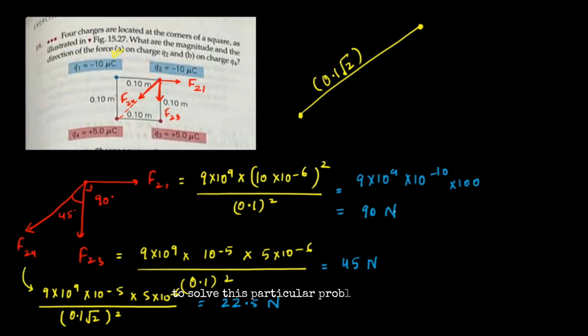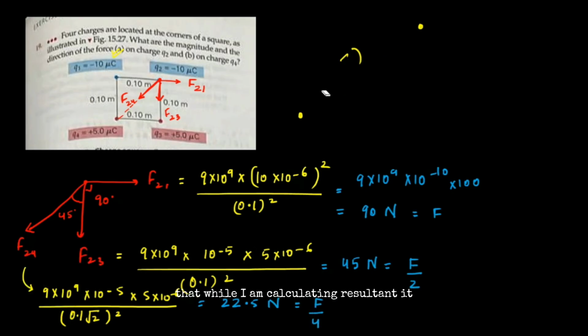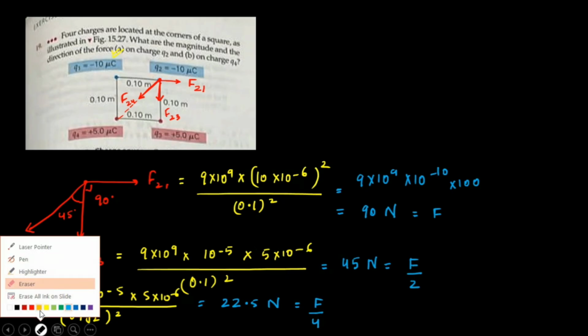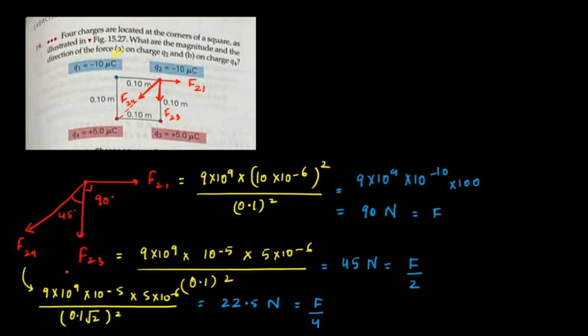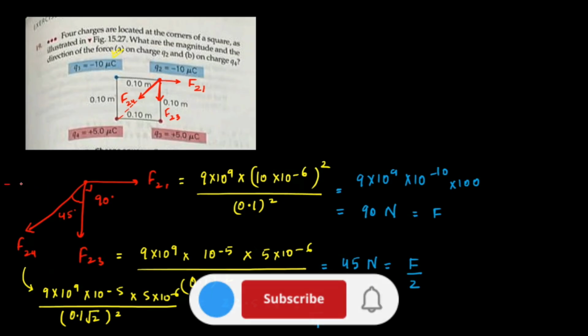Now, in order to solve this particular problem, let us suppose a few things. Let me suppose this is F, this is going to be F by 2, and this is going to be F by 4. Why am I taking it this way? So that while I'm calculating the resultant, it becomes a little easier. Let me show you how. Whenever you are solving the resultant of any two forces, you need the angle between them, or there is another way, by actually solving the components. Now just look at the diagram, this one only.